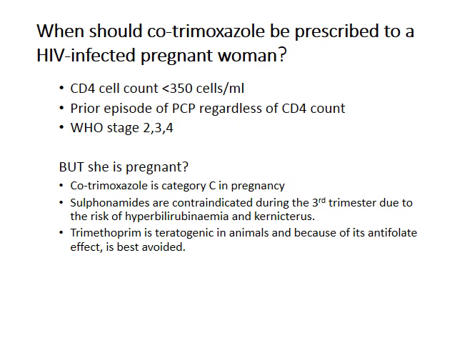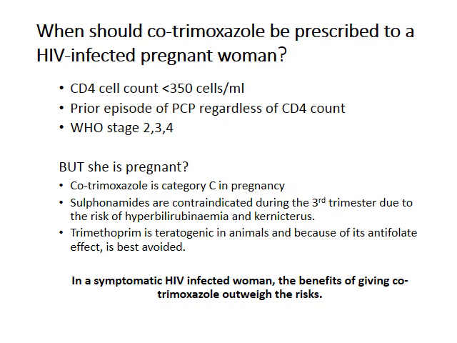Similarly, trimethoprim has a low risk of teratogenicity in animals because of its antifolate effect, mostly in the 1st trimester. So there's actually a specific recommendation for pregnant women saying that in a symptomatic HIV-infected woman, the benefits of giving co-trimoxazole outweigh the risks. I'll just add a caveat: remember to give it with folate. This is very important because non-pregnancy related infections are such a high cause of death in HIV-infected pregnant women. We need to make sure that we use Bactrim in those women where it is indicated.